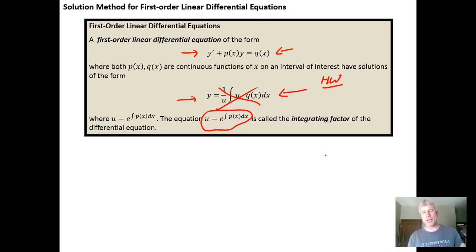And then in the next 1 or 2 videos, maybe 3 videos, I'll show an example of walking through the process on an actual differential equation.